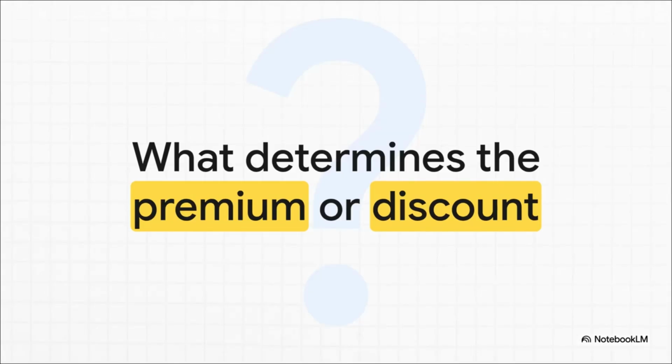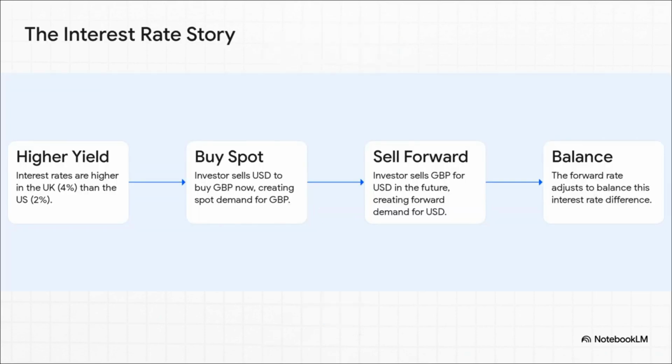But wait, that just kicks the can down the road, doesn't it? Where does that premium or discount number even come from? Is it just random supply and demand? Well, yes, but it's a very specific kind of supply and demand. It almost always comes down to one thing: interest rates.